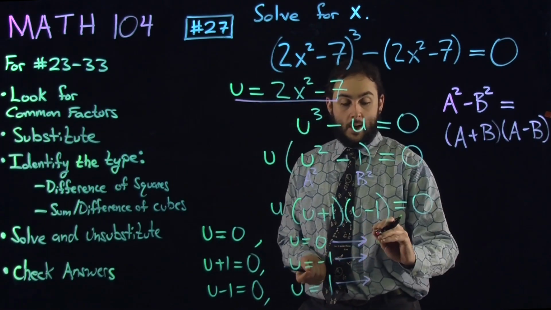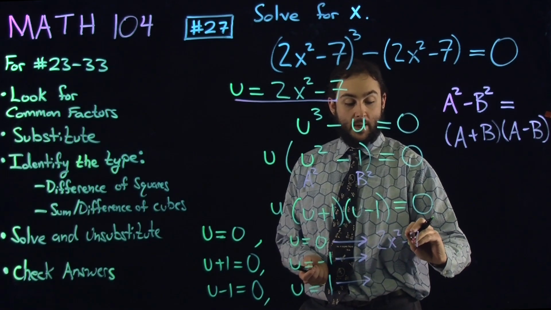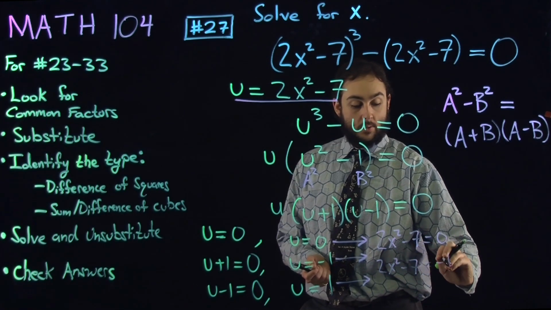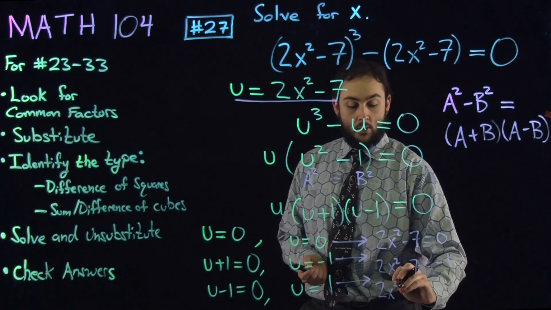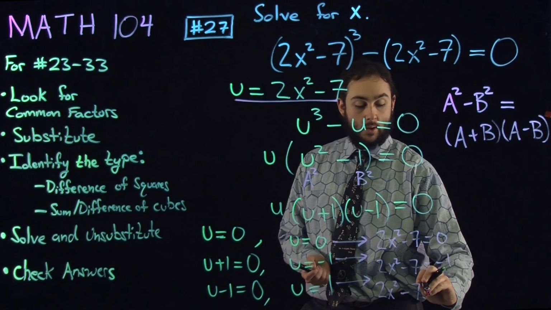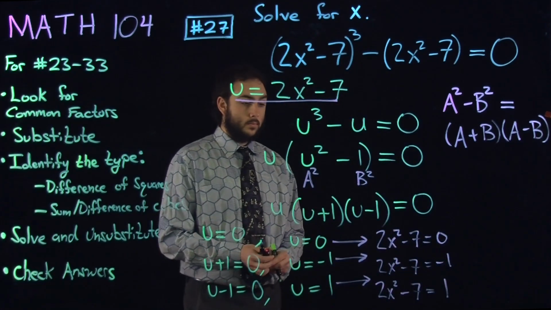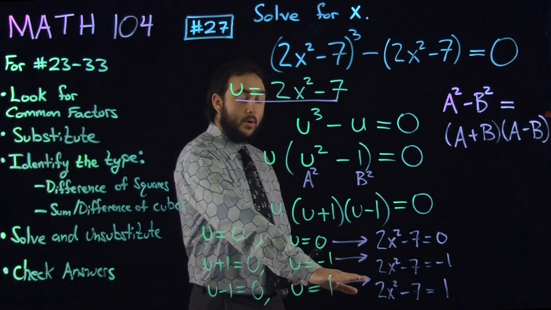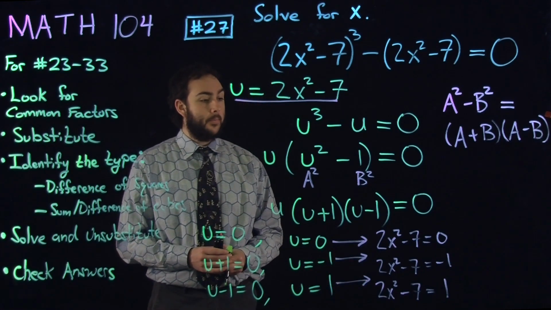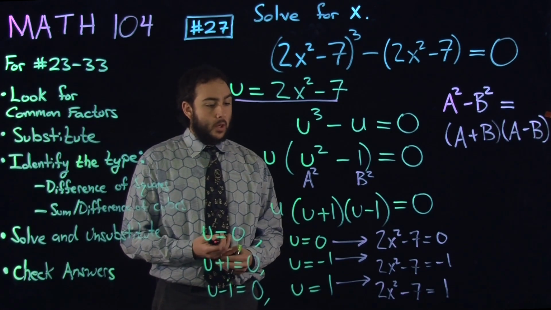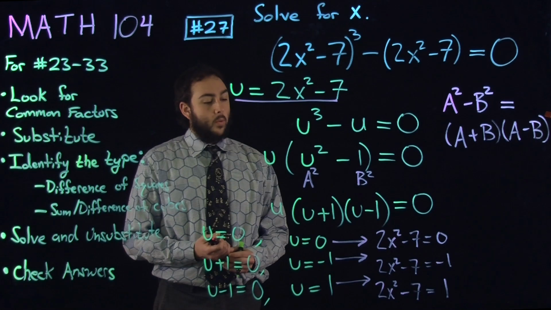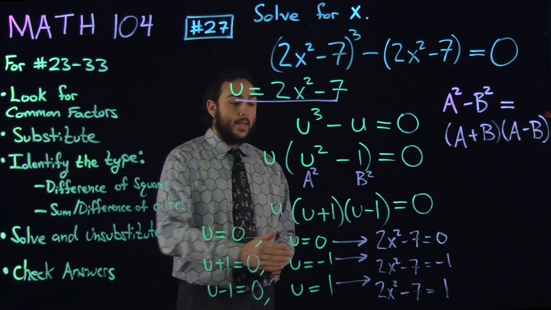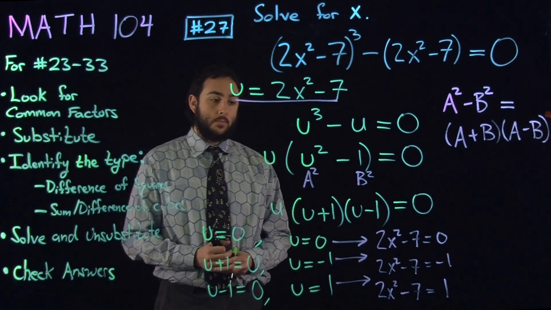So in particular, I get 2x squared minus 7 equals 0, 2x squared minus 7 equals negative 1, and 2x squared minus 7 equals 1. Notice that these equations all have a similar form, so we can kill 3 birds with 1 stone and solve them all together. This is a quadratic equation, and while we could again use difference of squares, I think it'll be easier to isolate the x squared term and then take square roots.